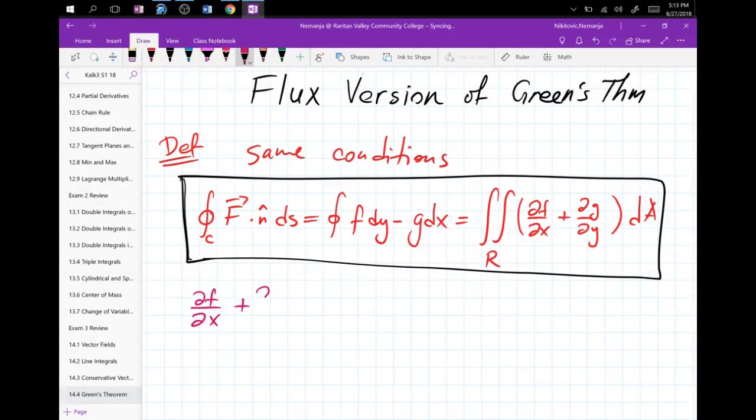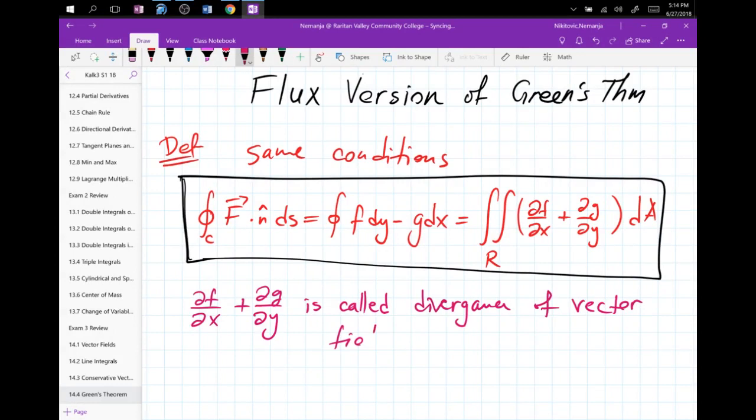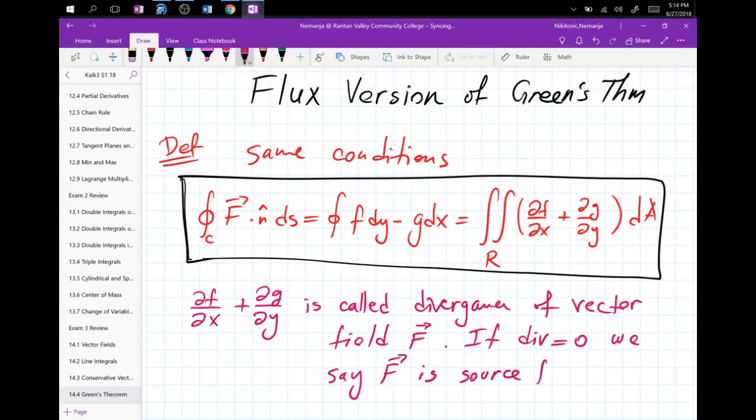Now, together with this, we have df/dx plus dg/dy, which is called the divergence of the vector field F. So that's called the divergence of the vector field. And also, if divergence is equal to 0, we say the vector field F is source free.